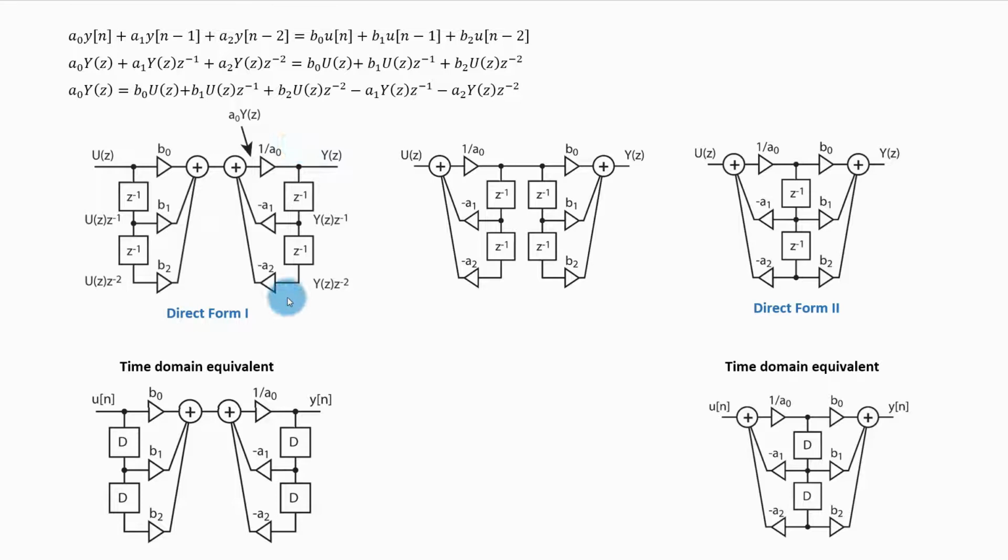I can first apply this filter like this and then this filter like this, which will give me this structure. And here I need to realize that if these two values are the same, then these two values are going to be the same and these two values are going to be the same. So I can combine this into this, and that will give me this form of the schematic, which we call the direct form 2. And this is the time domain equivalent which we had in lecture 4.